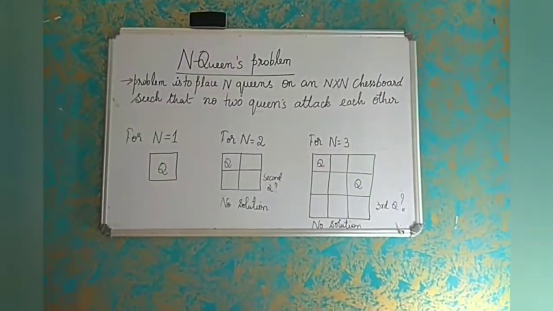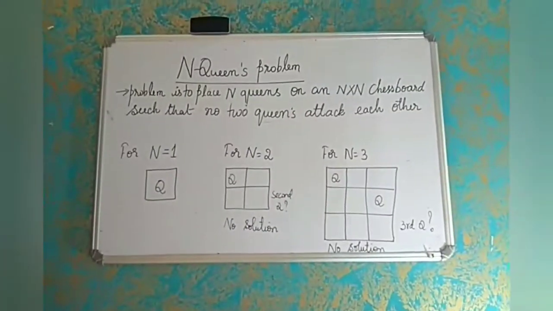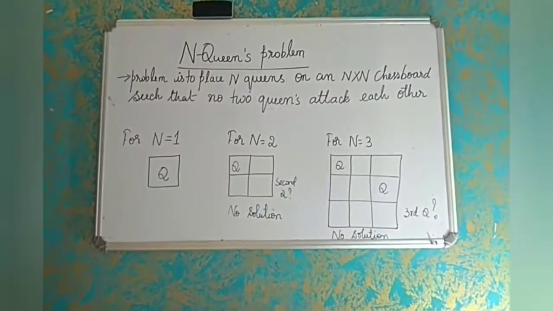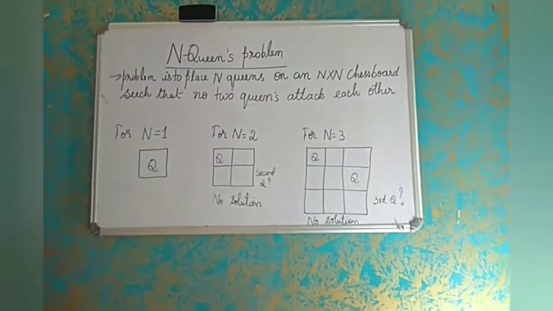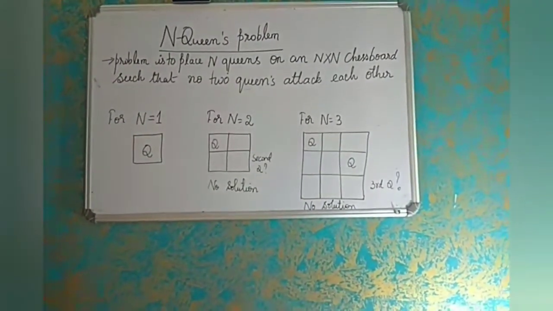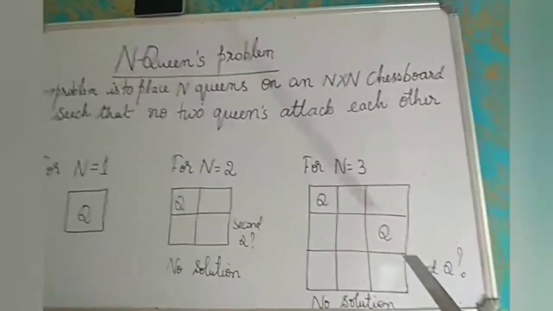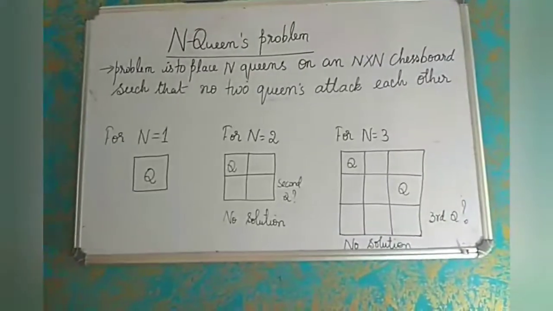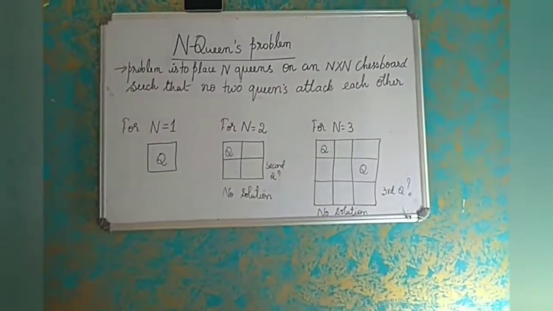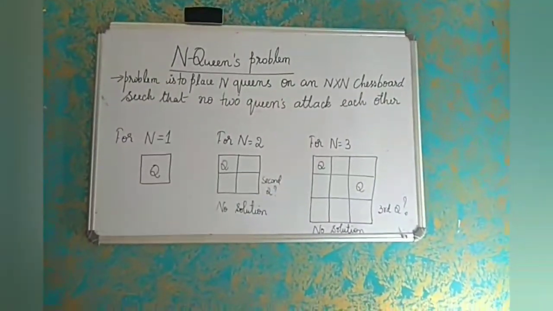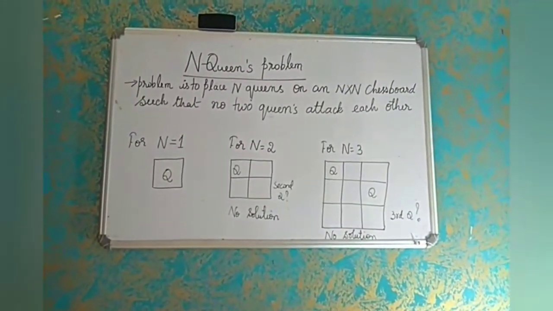Next, let us see when n is equal to 3. When n is equal to 3, it is a problem to place 3 queens on a 3 cross 3 chessboard. So 3 rows and 3 columns are there, and we have got 3 queens. The first queen I have placed in the first row, first column. Now in the second row, I can place the second one over here. Now where to place the third queen? There is no option to place the third queen. In any of the boxes, you cannot place it in such a way that it doesn't attack the other queens. So even when n is equal to 3, there is no solution.